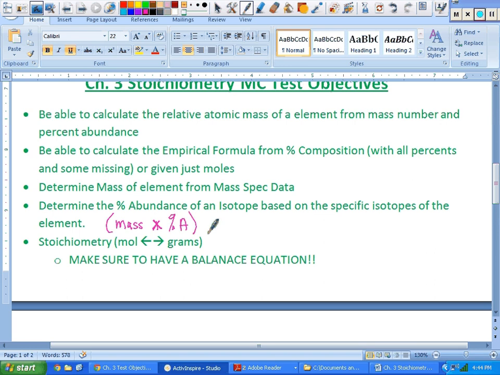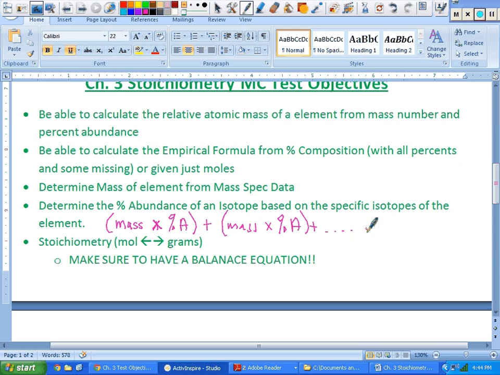This is how you will do that. If it says determine the percent abundance of an isotope based on the specific isotopes of the element, you take the mass of the first isotope, multiply it by its percent, and add it to the mass and the percent of the second one. And whatever the number of isotopes is, that's how many of them there are. If there's 4 of them, just do it for 4 of them.